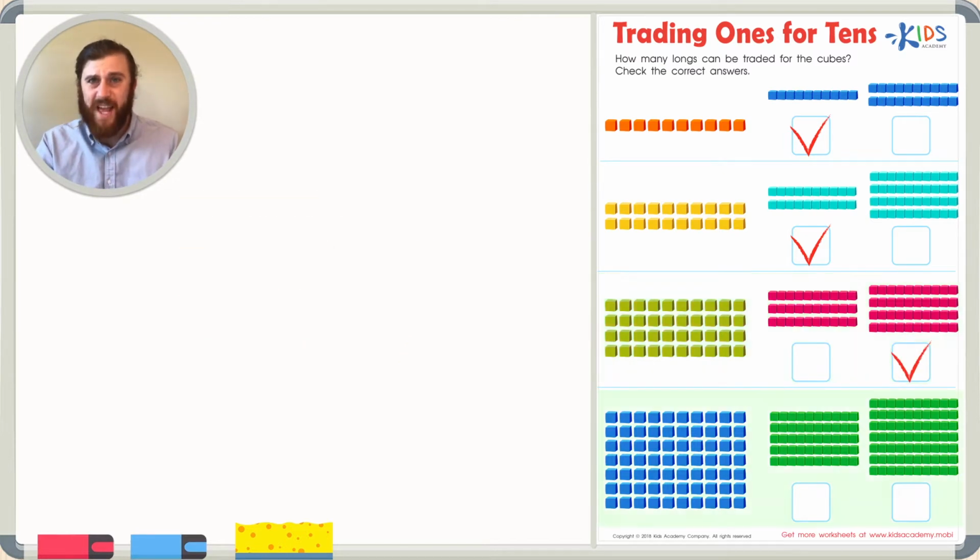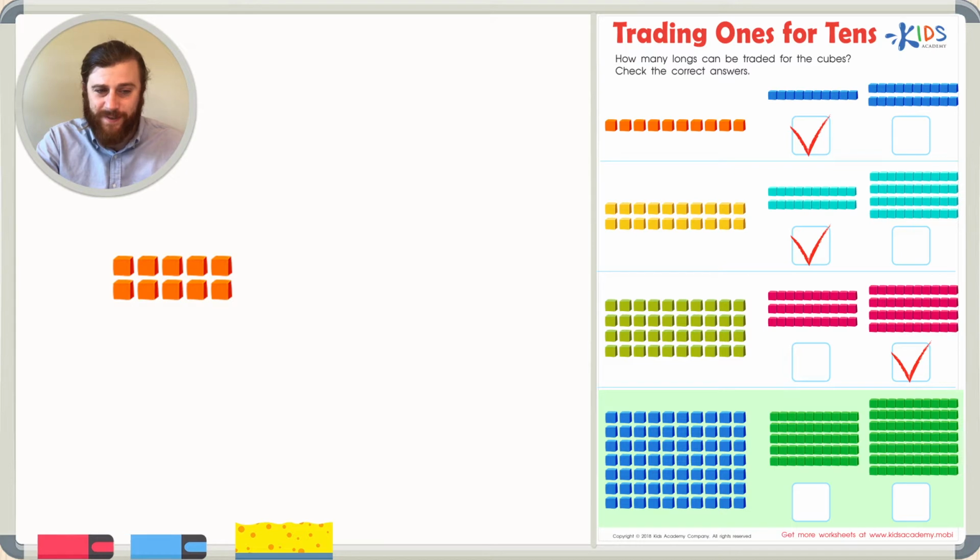Our final question has a lot more cubes. We can count each one of these cubes, or again, we can count the top row, see how many cubes there are on the top row, and then simply count the rows. Let's count the cubes in the top row. In the top row, there are 1, 2, 3, 4, 5, 6, 7, 8, 9, and 10 cubes again.